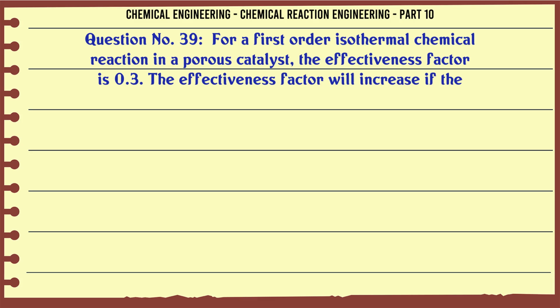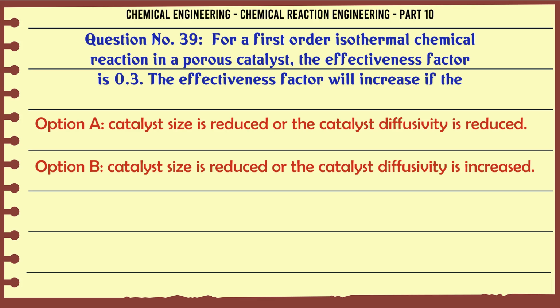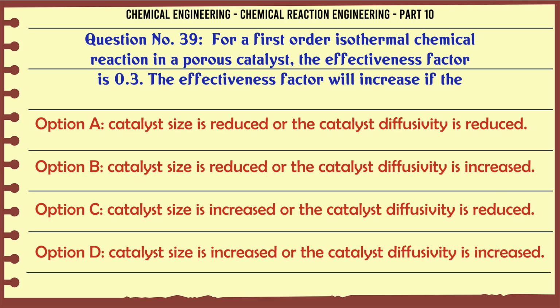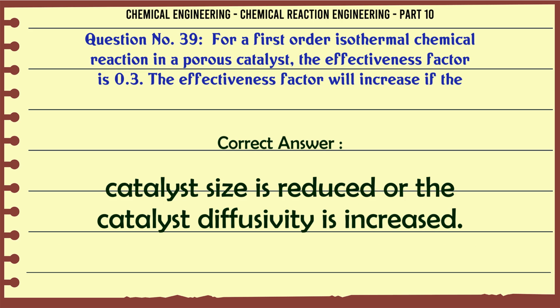For a first-order isothermal chemical reaction in a porous catalyst, the effectiveness factor is 0.3. The effectiveness factor will increase if the: A. Catalyst size is reduced or the catalyst diffusivity is reduced. B. Catalyst size is reduced or the catalyst diffusivity is increased. C. Catalyst size is increased or the catalyst diffusivity is reduced. D. Catalyst size is increased or the catalyst diffusivity is increased. The correct answer is: catalyst size is reduced or the catalyst diffusivity is increased.